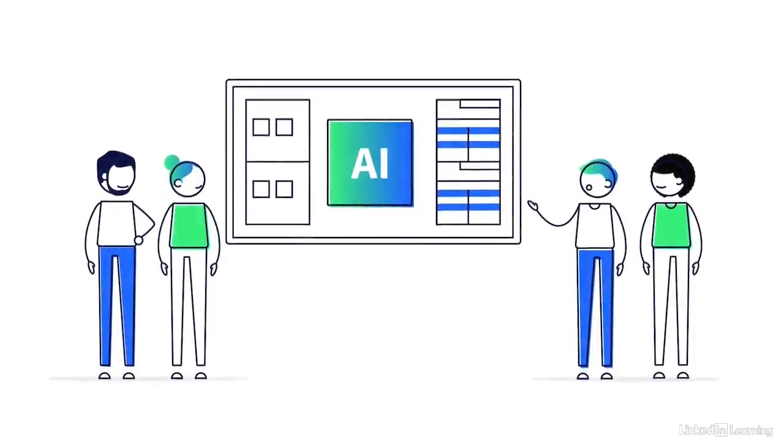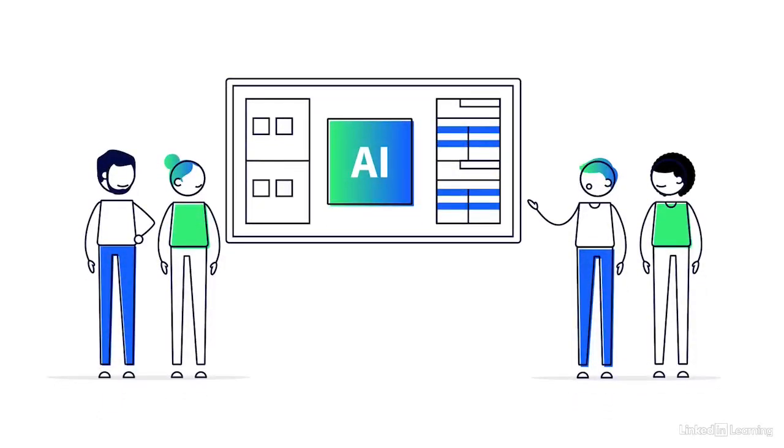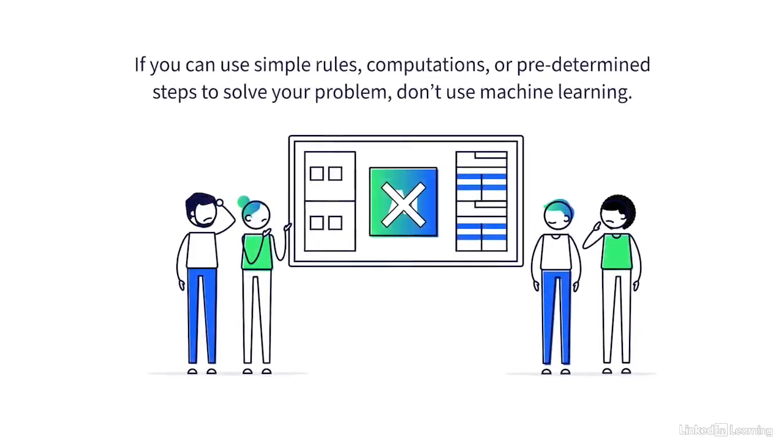Framing your machine learning problem is an important step. With the resurgence of machine learning, everyone wants to experiment with it because it's causing much buzz in the industry. But machine learning is not the solution to every problem, and when used incorrectly, it can cause more harm than good. If you can use simple rules, computations, or predetermined steps to solve your problem, then machine learning is not for you.